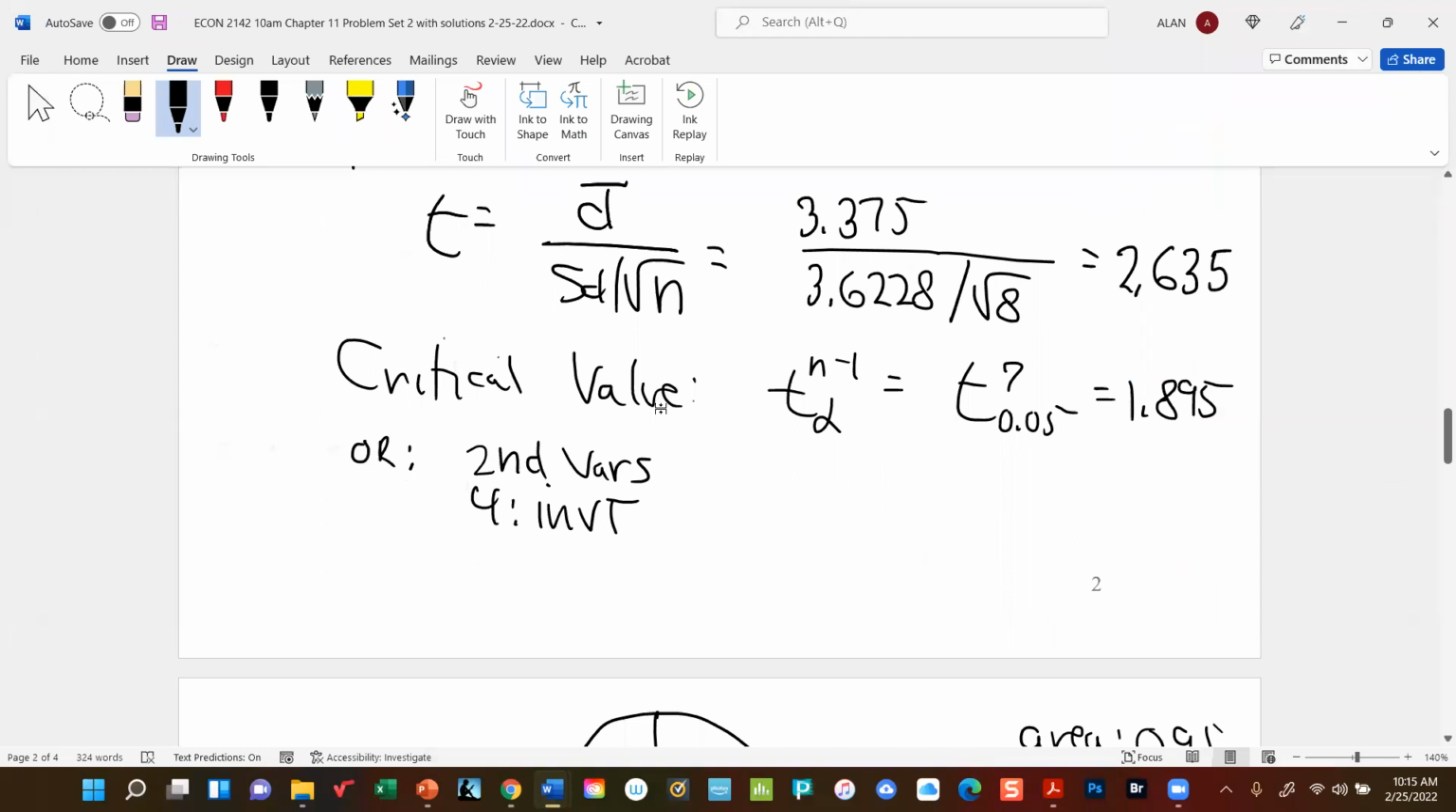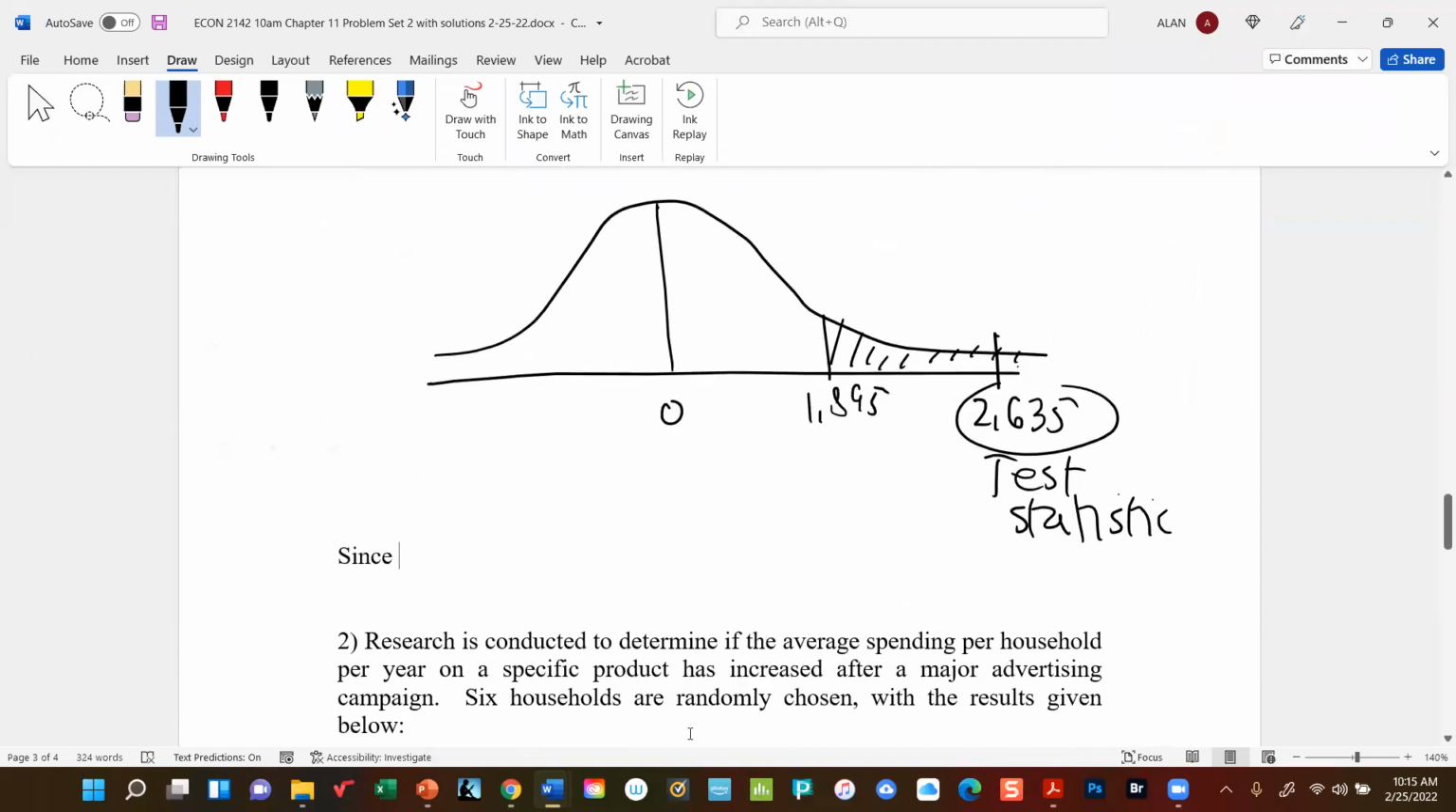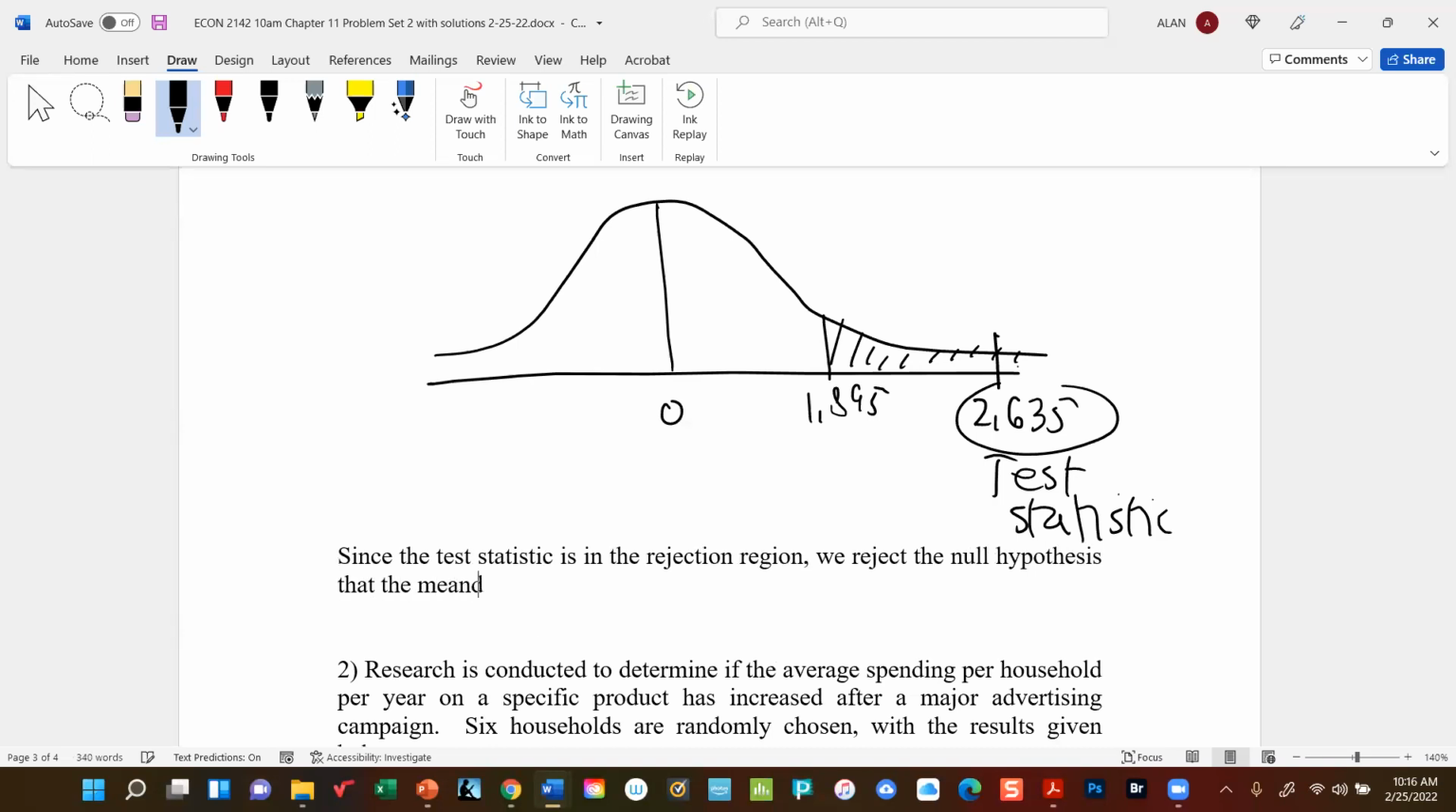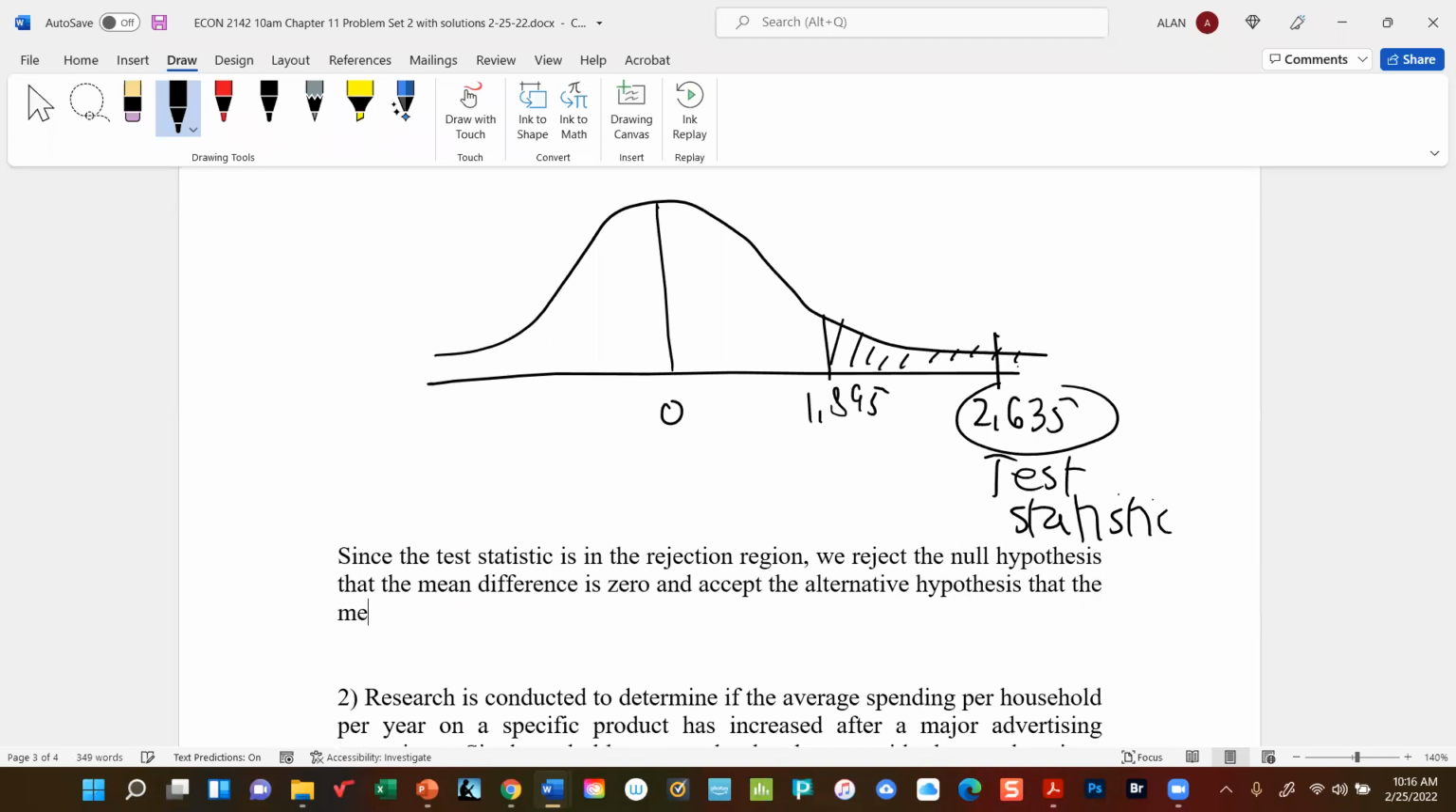Okay. All right. So since the test statistic is in the rejection region, you reject the null hypothesis that the mean difference is 0 and accept the alternative that the mean difference is positive. This means that the drug is effective.